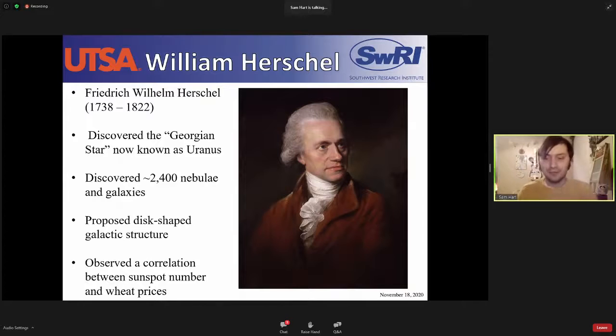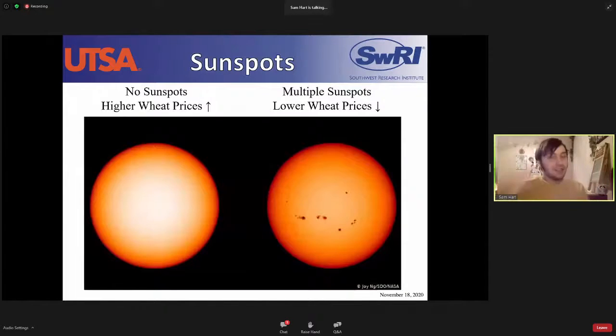So what exactly was he observing? Here are two pictures of the sun. On the left is a picture of the sun where the sun has no sunspots. We call this solar minimum. Very few sunspots on the sun. And when this was the case, he noticed that wheat prices were much higher than normal. Whereas on the right side, we see a sun with a lot of sunspots. And when he observed this phenomenon, he noticed that wheat prices were normal and there was nothing irregular going on.